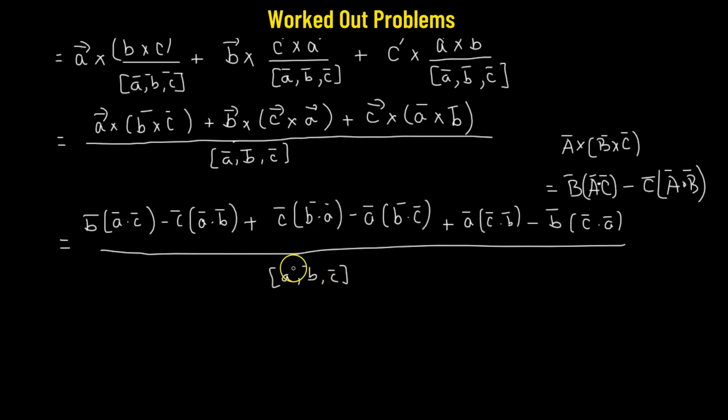Now if we consider the first term, we have vector B multiplied by A dot C, and we also have, if we look at the third term, negative B multiplied by C dot A.